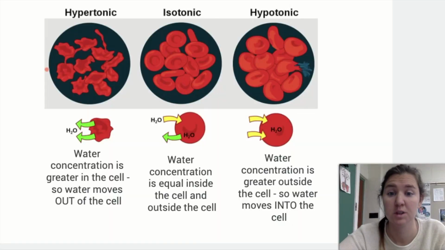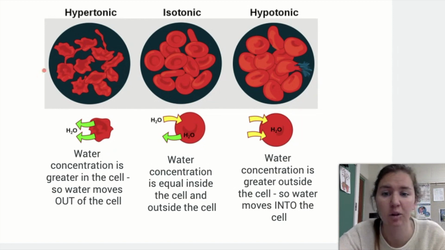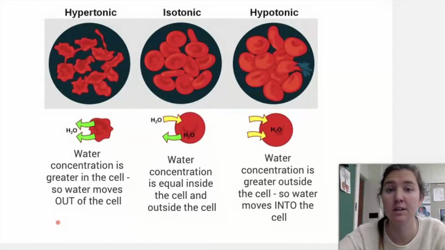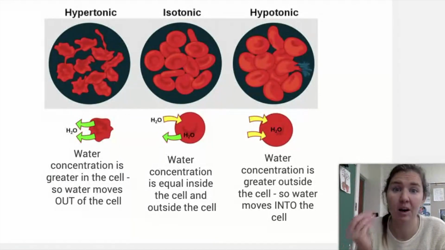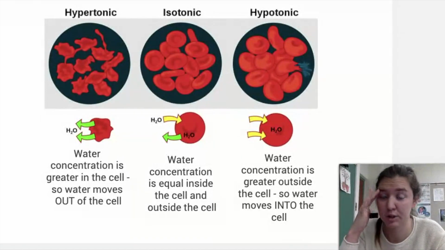Now, osmosis can lead to a couple different situations because water can move in and out of the cell. If the water concentration is greater in the cell than outside of the cell, we have what's called a hypertonic solution. And what that means is water is going to move out of the cell. So for example, if you have a slug and you put salt on that, water is going to move out of the slug and it's going to shrivel up and it's going to die. That's an example of a hypertonic solution.